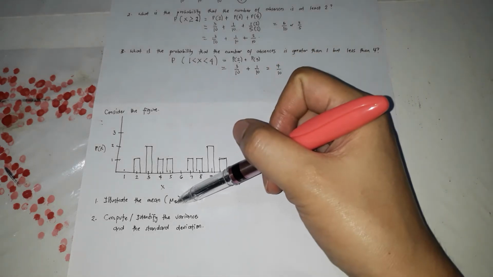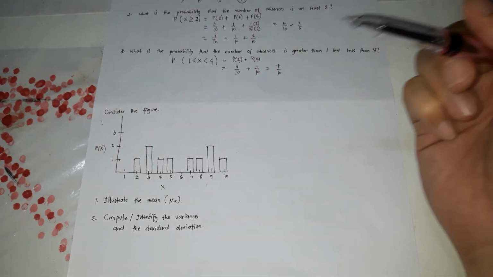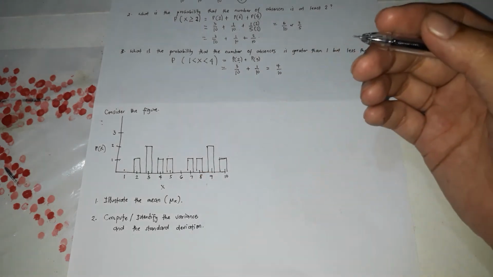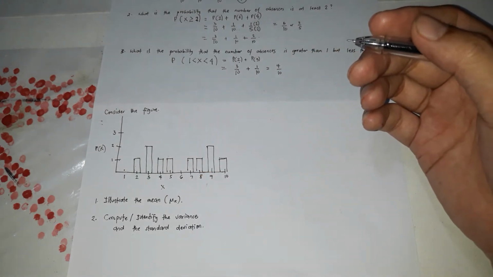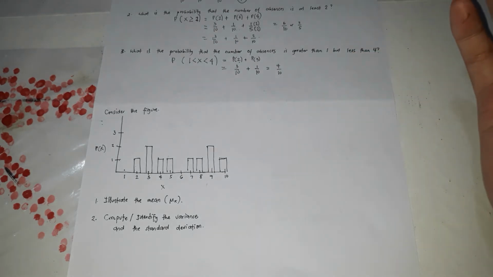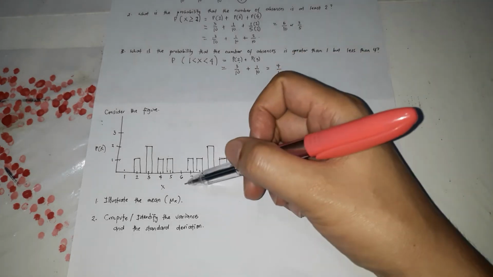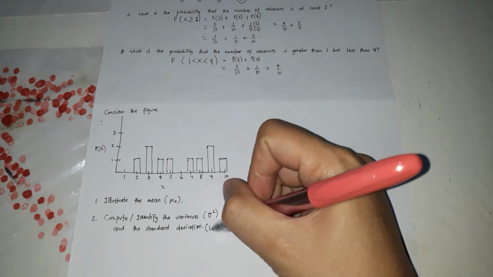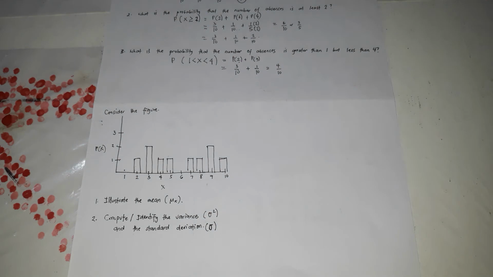So what we're going to do is illustrate the mean. This is the symbol for mean. Mean is the expected outcome, or the average value of x. And the variance and the standard deviation tell how spread out the data are. Later on, we'll find out how we are going to interpret those things. The first one, the symbol for variance is this one. The symbol for the standard deviation is this. These are Greek letters.